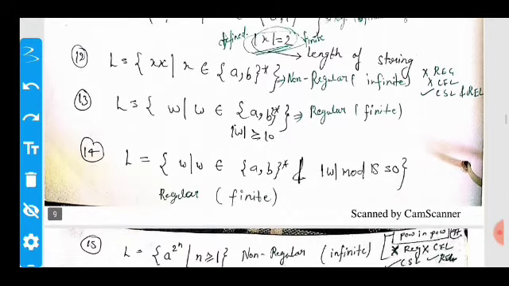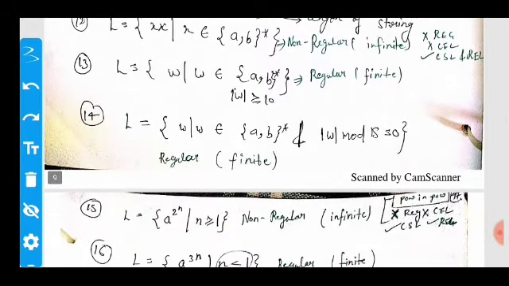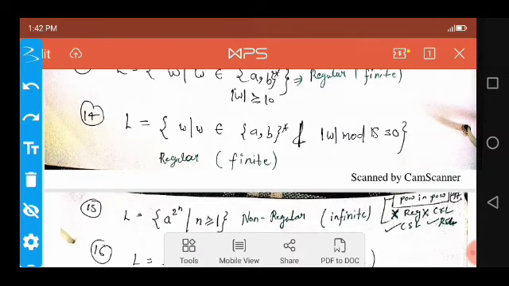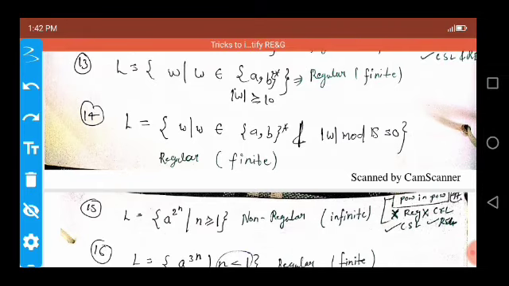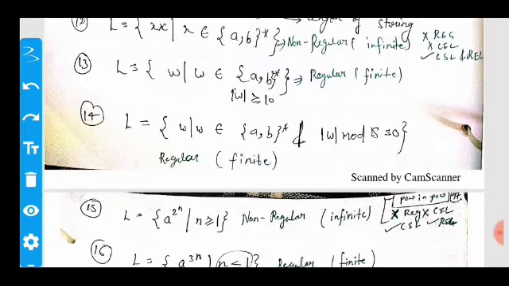L equal to w such that w belongs to {a, b} star. So here the string length is given as greater than equal to 10, which means it is a finite language, so we say that it is regular. Now move on to the next question.